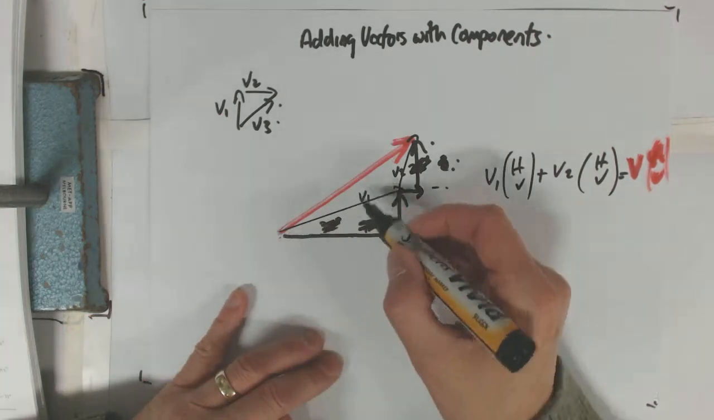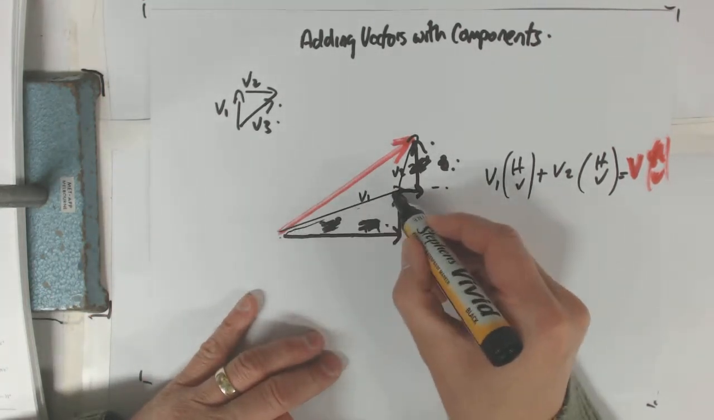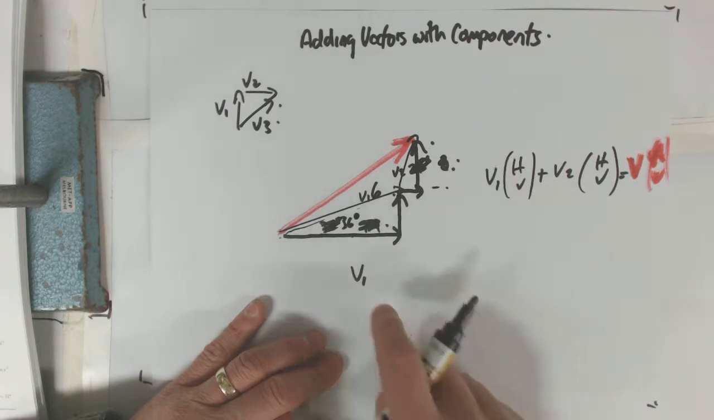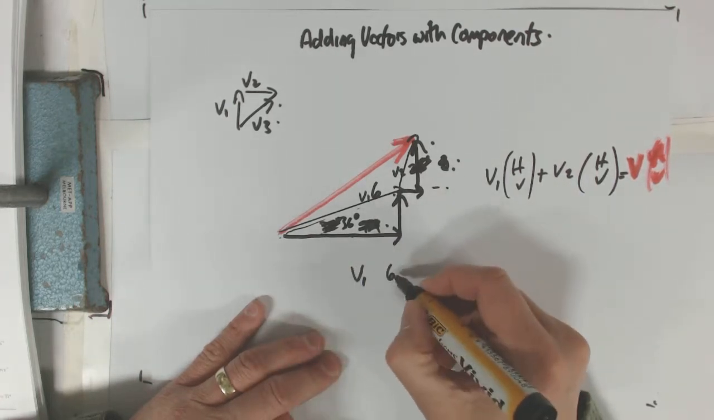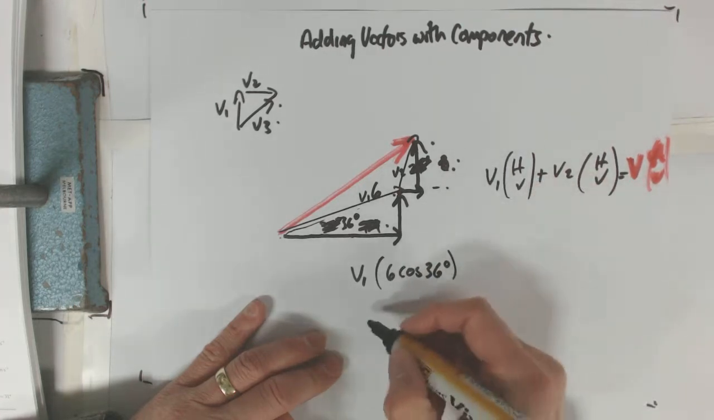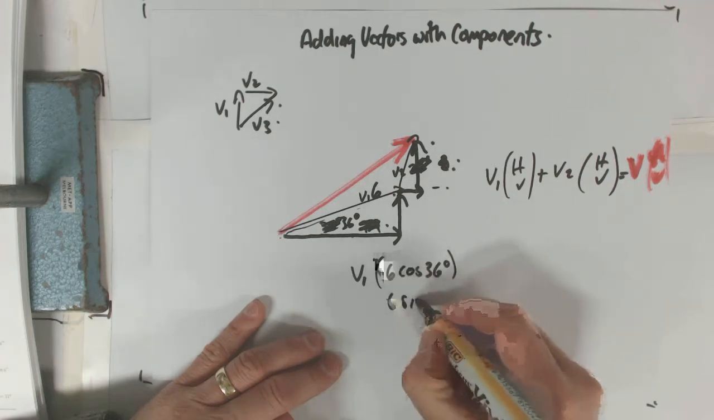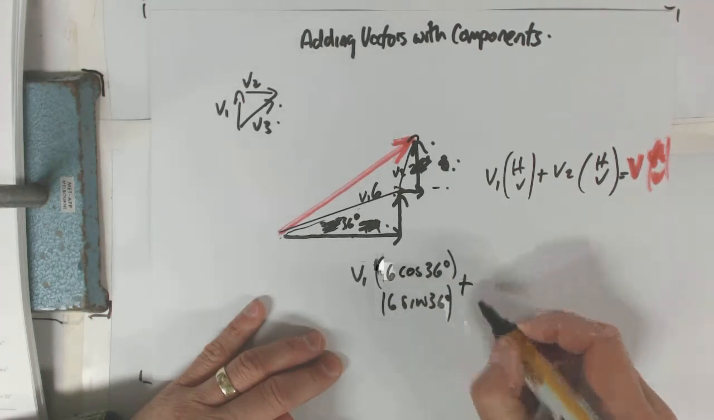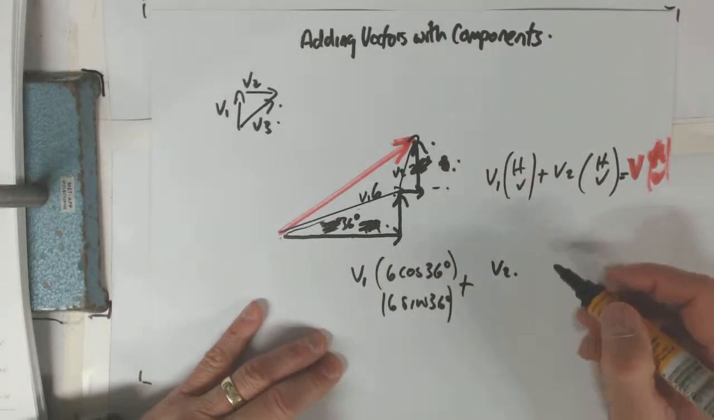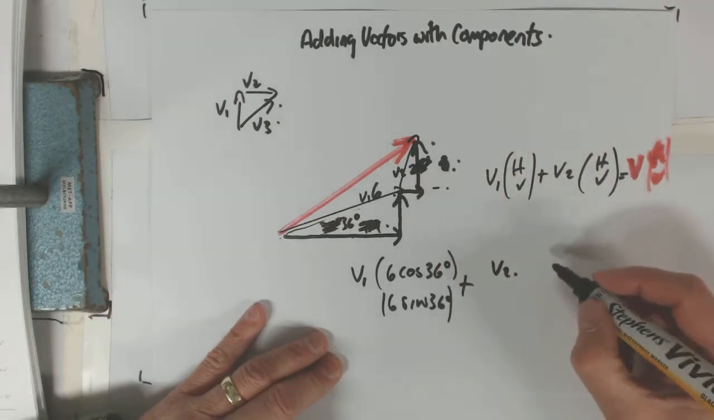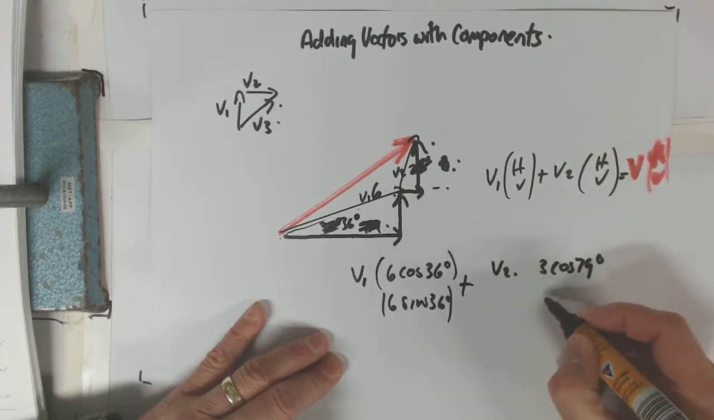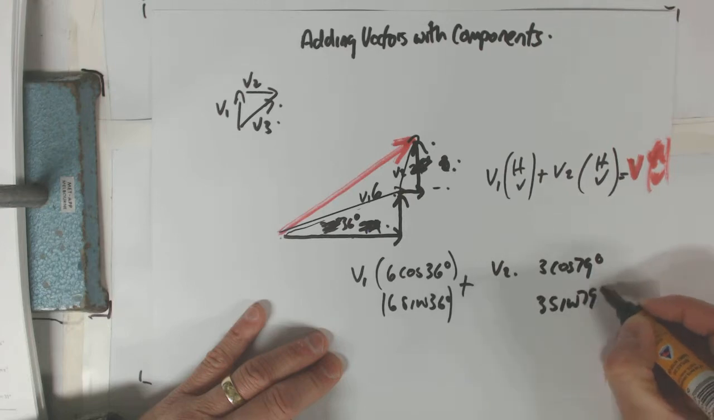Let's just say the length of V1 is 6. If that's 6, and the angle is 36 degrees, then the horizontal is 6 times the cos of 36 degrees, and the vertical is 6 times the sine of 36 degrees. So we can then add these. For V2, if the length was 3 and the angle 79 degrees, then 3 times the cos of 79 degrees gives the horizontal, and 3 times the sine of 79 degrees gives us our vertical.